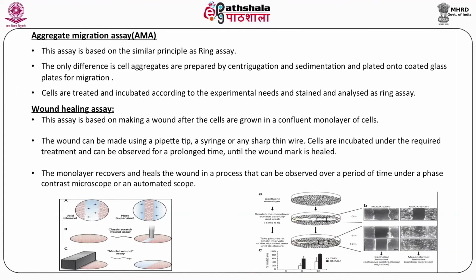The next method is aggregate migration assay, AMA. This assay is based on a similar principle as the ring assay.